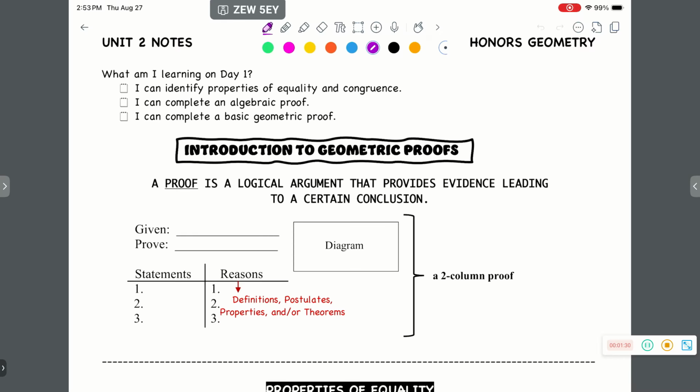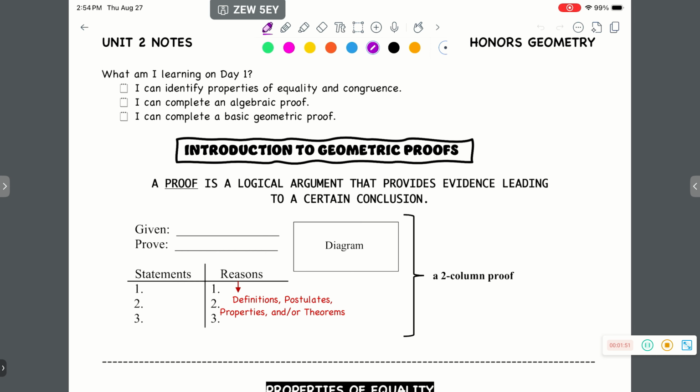Okay, the only things that you are allowed to put in the reasons column are definitions, postulates, properties, and or theorems. There are some other wiggle room ones that we'll talk about today, but that's pretty much it. Stuff that you would see in bold or in a box in a textbook, that's what you get to put in the reasons column. Okay?